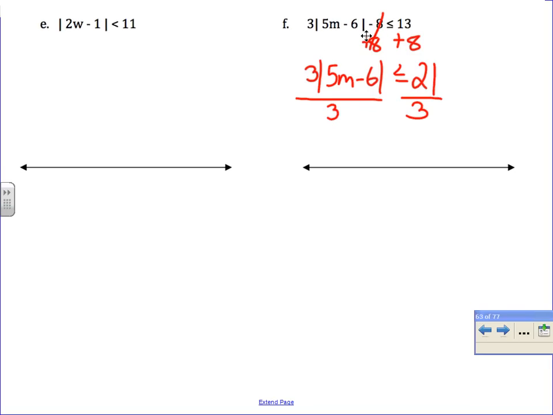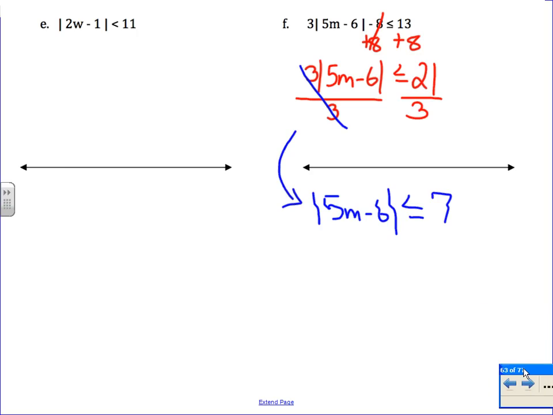Okay, so these cancel. I'm actually going to move down here, guys, so I don't write over the number line. Absolute value of 5m minus 6 less than or equal to 21 divided by 3, which is 7. Okay, so it's less than. So since it's less than, we know it's an and compound inequality.